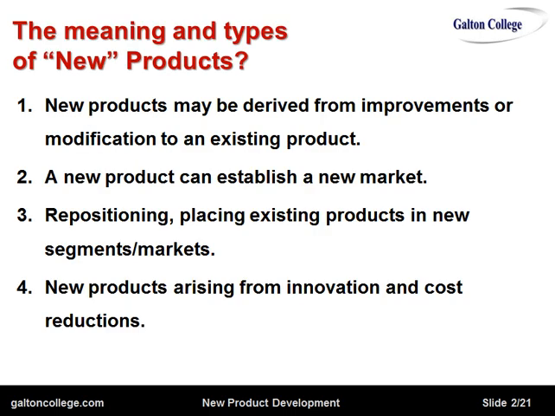In this session, we want to talk about new product development. Now, we'll start with the meaning and types of new products. What are they and what are their attributes? Well, first of all, new products may be derived from improvements or modifications to existing products. That's always a good source of inspiration. So new products may be derived from existing products.